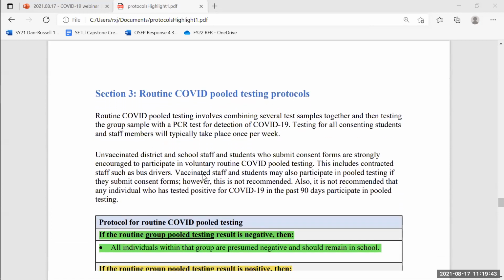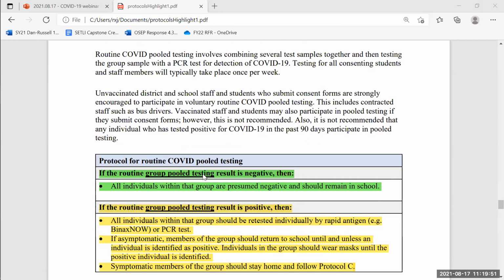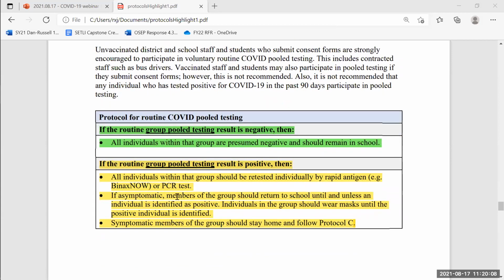Let's look at what our protocols are for individuals who participate in our testing protocols, particularly our routine COVID safety checks, our routine COVID pool testing. Remember, it's the same thing. We're calling it routine COVID pooling to you. With parents, we're recommending that you call it routine COVID safety check, so it's a little clearer about exactly what it is. And really two scenarios here.